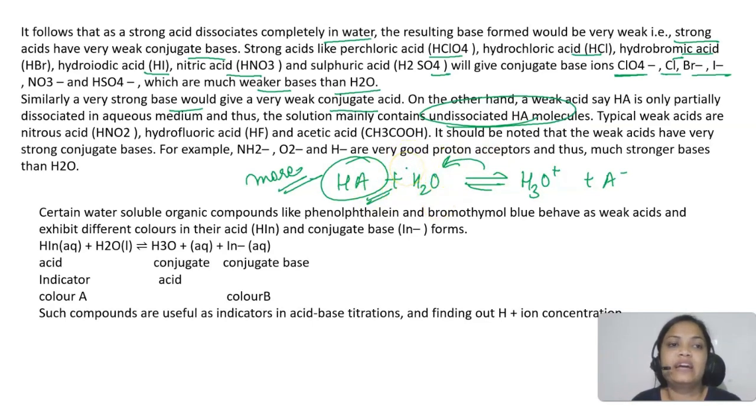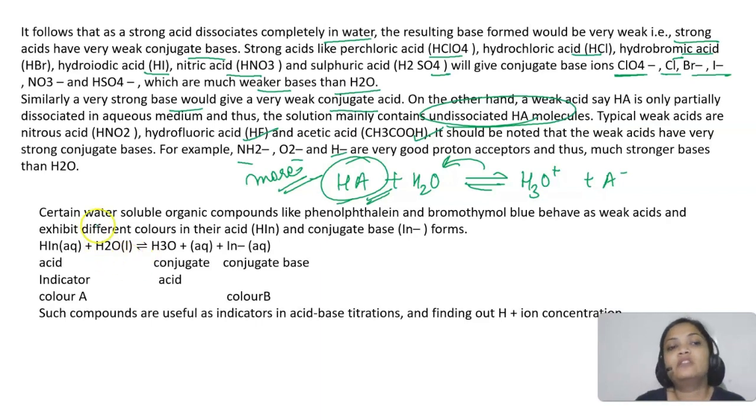So typical weak acids like nitrous acid, HF, hydrofluoric acid, acetic acid are the examples. So these weak acids are actually having very strong conjugate bases like NH2 minus, O2 minus, H minus. They are good proton acceptors than water. Okay, much stronger bases than water.